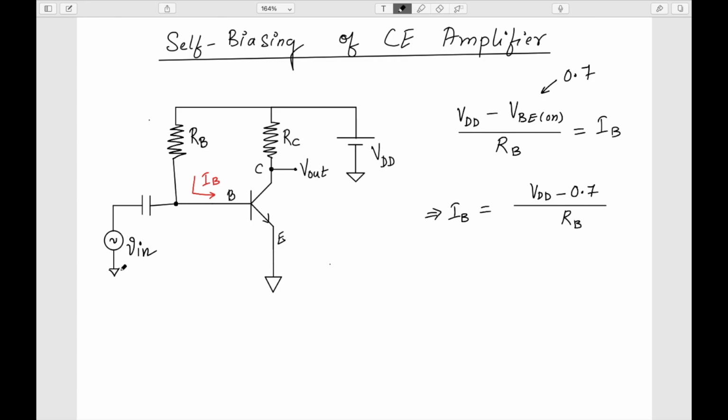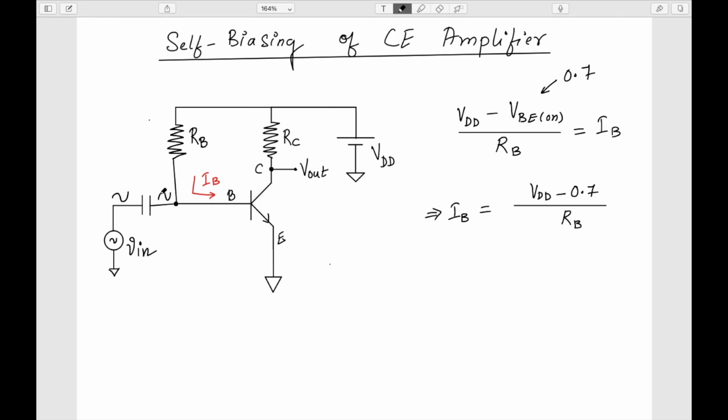If I'm connecting this V in, it will not affect my DC biasing point, the DC analysis that we have done. But because this capacitor passes the AC, whatever input signal V in I'm applying here will directly appear on the other end of the capacitor. So it is blocking the DC. If there is any DC here, it will block it.